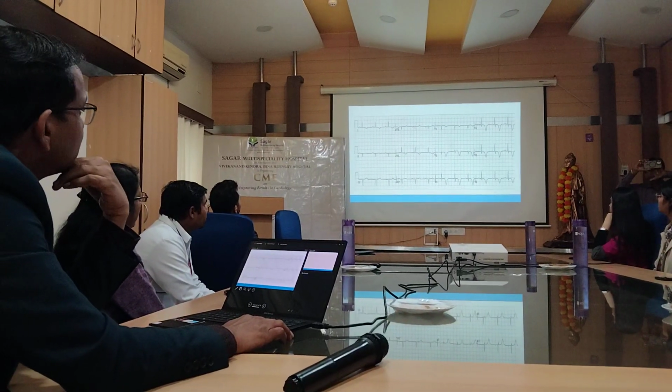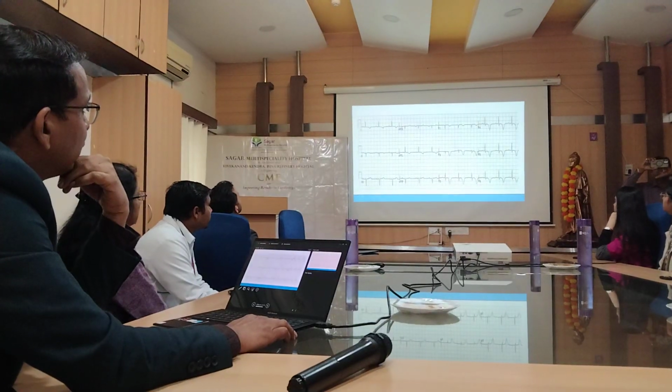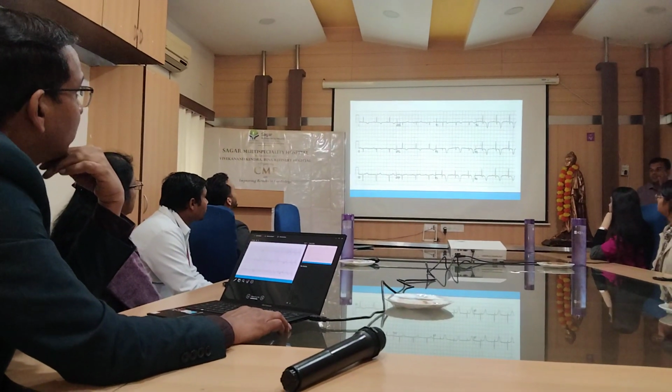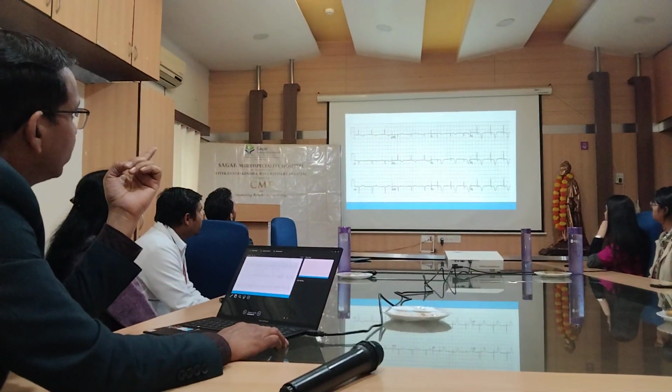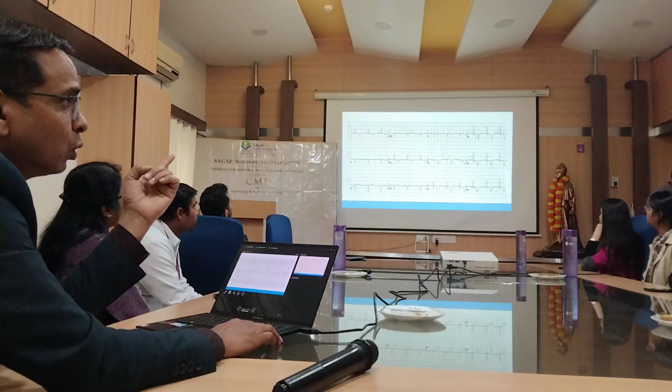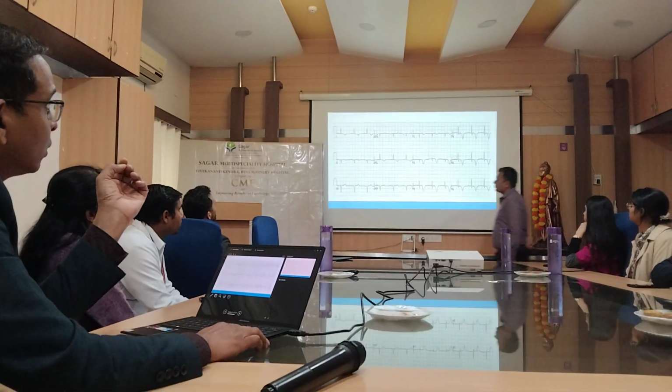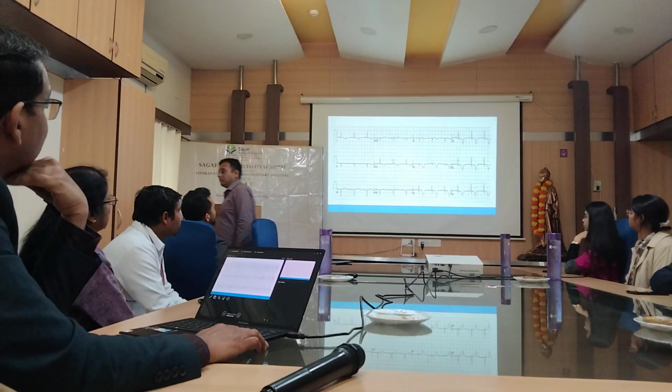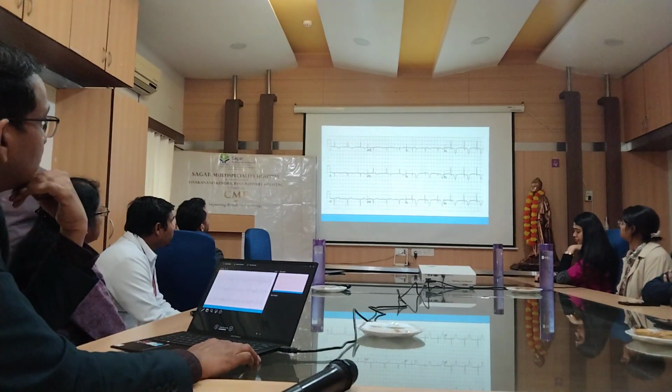In this ECG we can see there is a symmetrical T wave inversion in anterior precordial leads from V1 to V6. These symmetrical deep T wave inversions are also highly likely to give a diagnosis of anterior MI.